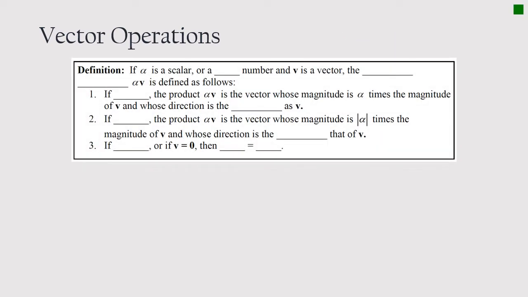All right, let's continue on with vector operations. If alpha is a scalar or a real number, so a scalar would be like if you had 3 times the vector, you're multiplying it by a number, and v is a vector, the scalar product is defined as follows. If that scalar number is greater than 0, the product of alpha times the vector is the vector whose magnitude is alpha times the magnitude of v, and whose direction is the same as v.